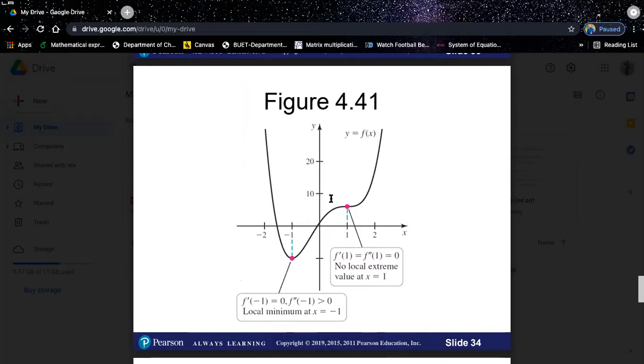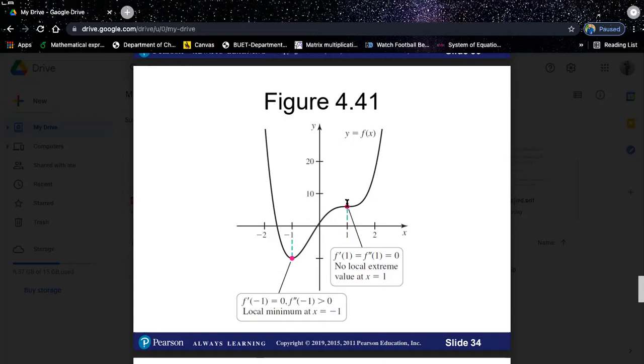So for a point like this, definitely the first derivative is 0 here, right? Because if we draw a tangent line, it will be parallel to the x-axis. So definitely our first derivative is 0 here. And it is actually changing its concavity here as well. So it's actually an inflection point.